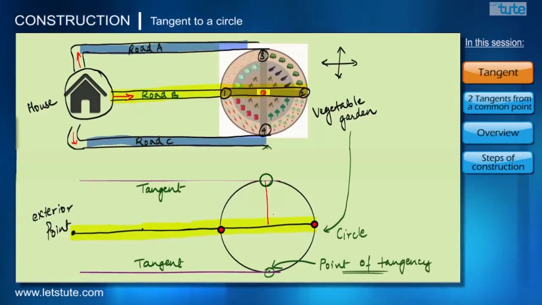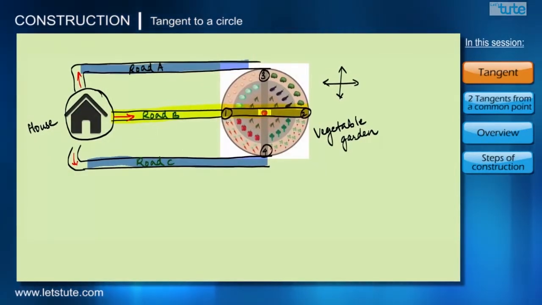And this particular point where the tangent touches the circle is called the point of tangency. Also, a radius is always perpendicular to the tangent. And by perpendicular, what I mean is that the radius will always make an angle of 90 degrees with the tangent. So a tangent can be identified by 2 things. First of all, that it touches the circle at only 1 point, and secondly that it is perpendicular to the radius.